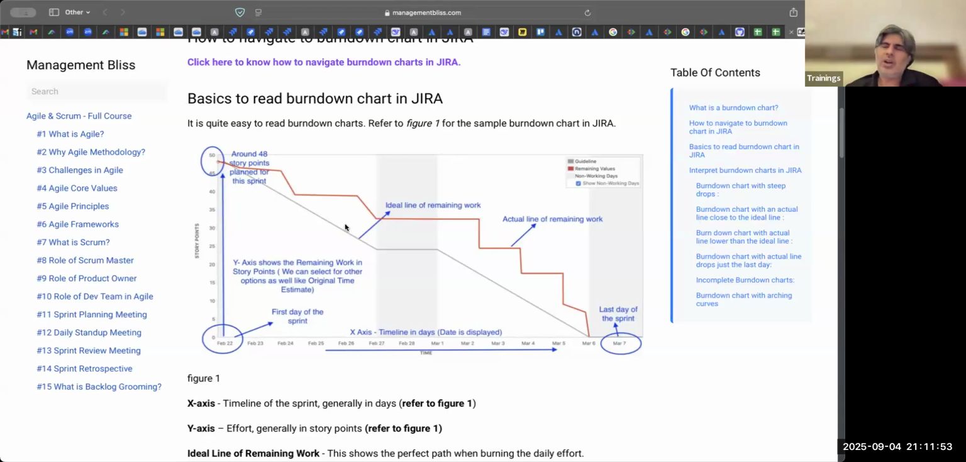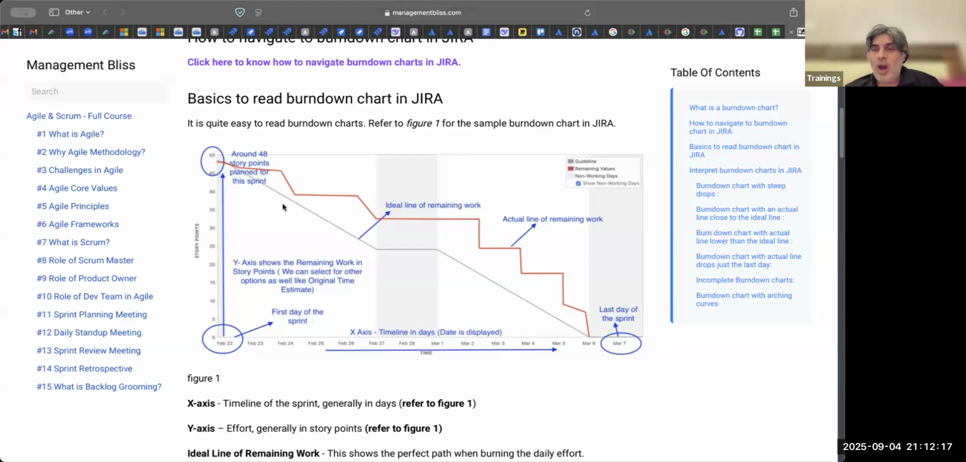burn down line. In the burn down chart, it shows that if we have to burn 50 points, ideally we should burn 5 points every day. But in real life, you are not going to burn 5 points every day. There will be some story which is going to get done on day 3, some on day 5, some on day 6, some on day 8, like that. But they may ask you.